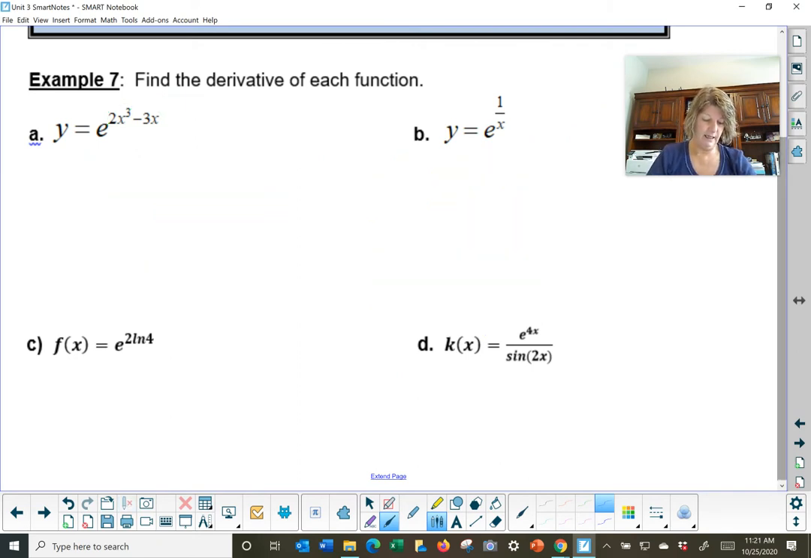All right, C. Well, C actually could be quite easy. Do you see any variables?